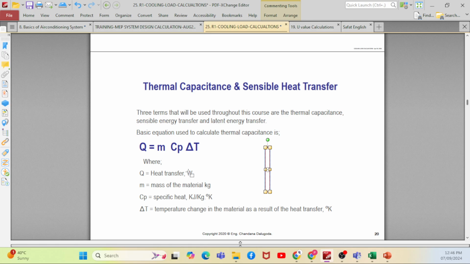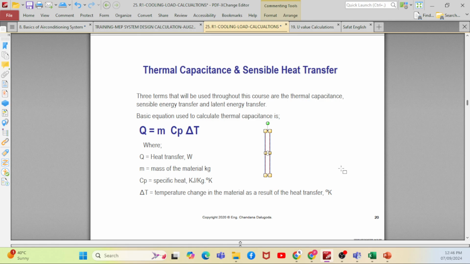Just to be clear, tell me about the equation. Q is the heat transfer required, be it for heating or cooling purpose, both. M is the mass of the material. Basically this is a mass flow equation. The heat transfer can be heating or cooling.